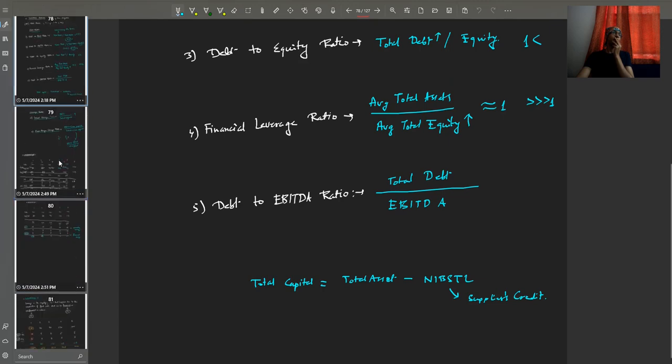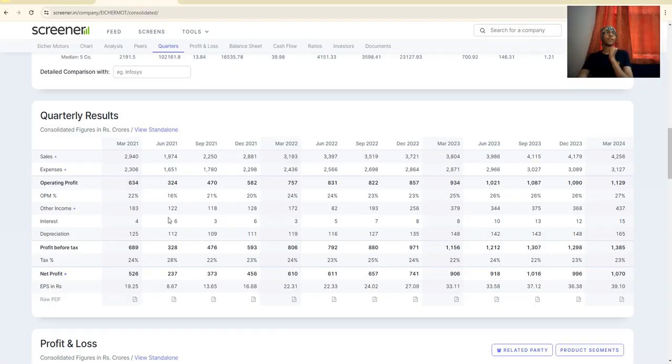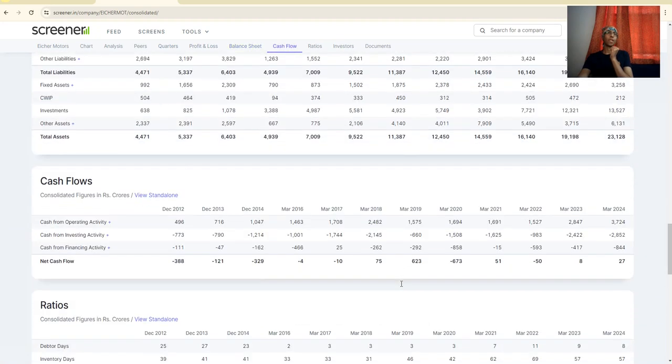Let us move a little further. Interest coverage we have done. Fixed charge coverage. Okay, fixed charge coverage ratio. This is about the lease cost. Let me see what is the lease payment scenario of iShare.